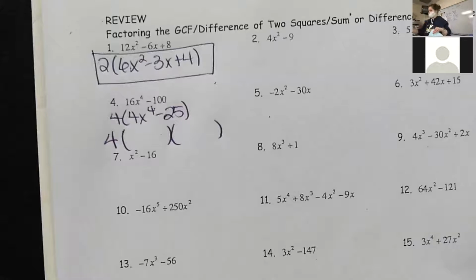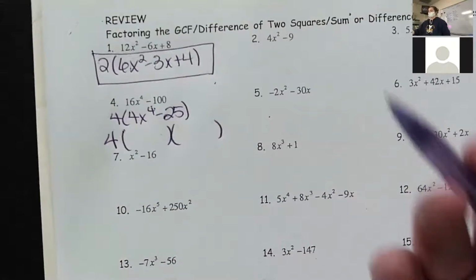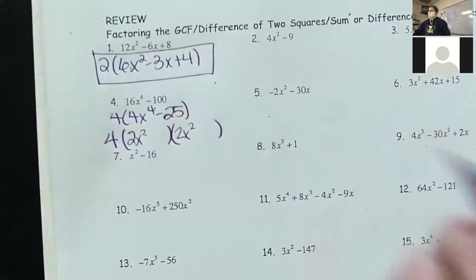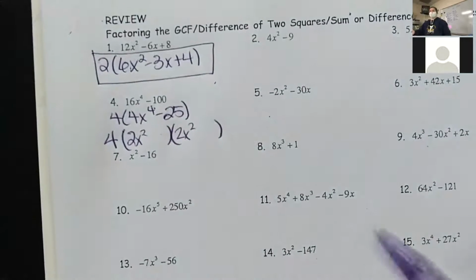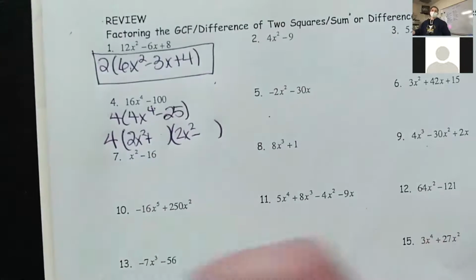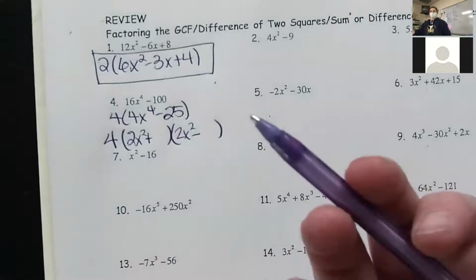What times itself gives you that x to the fourth? X squared. So we have 2x squared and a 2x squared. Now, what are my signs when I have difference of squares? Plus and minus. It doesn't matter what order. Okay. What times itself is 25?